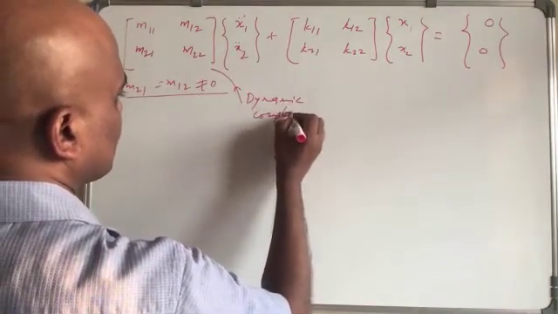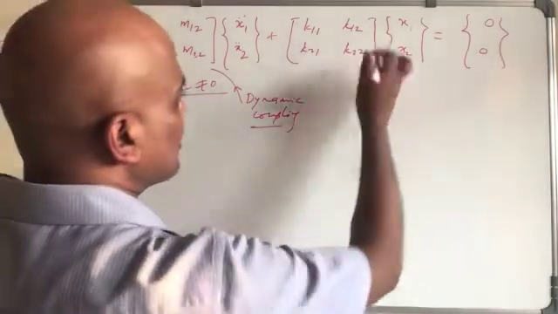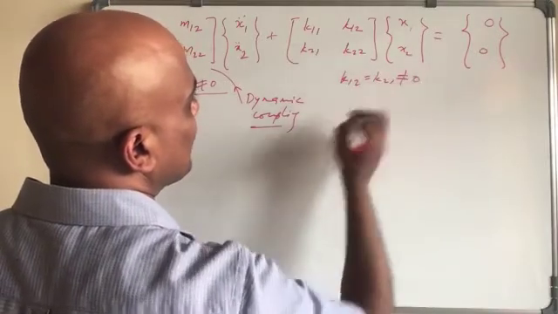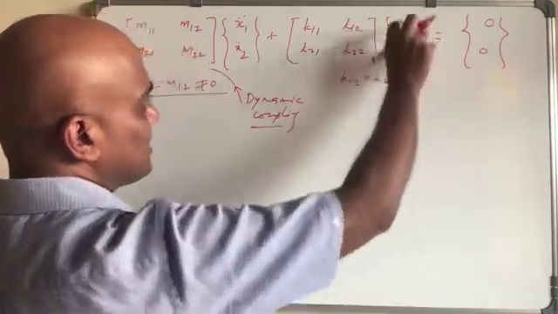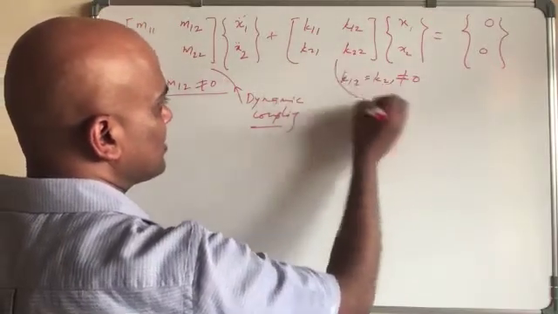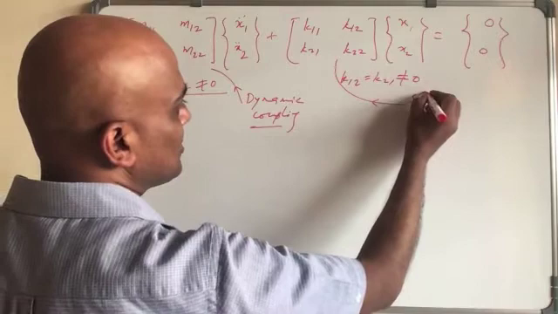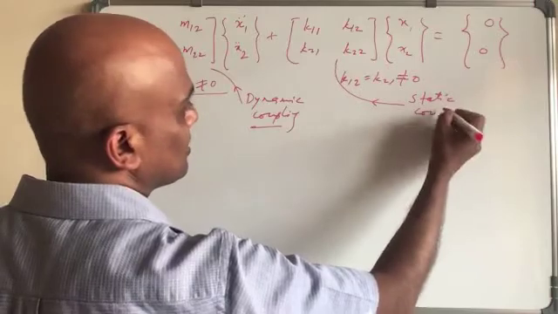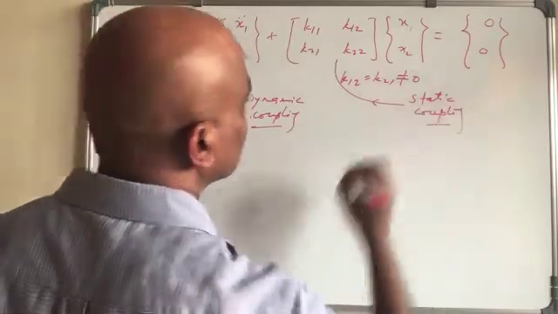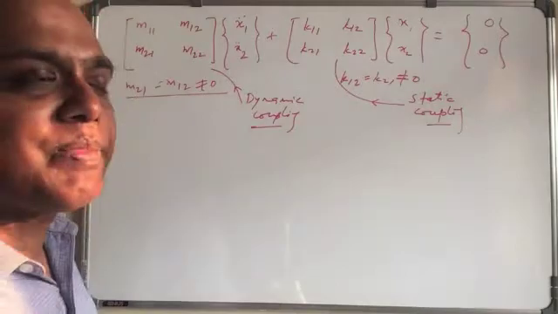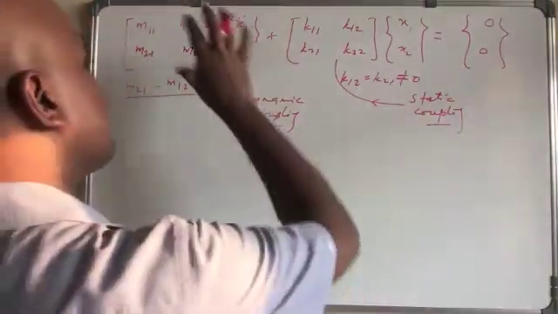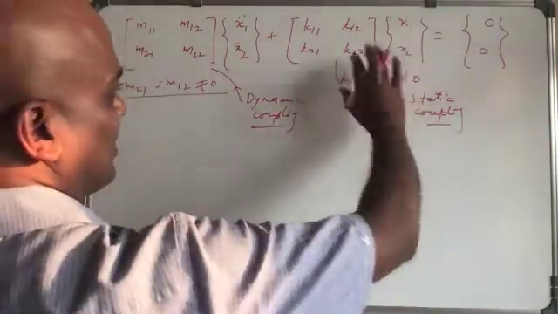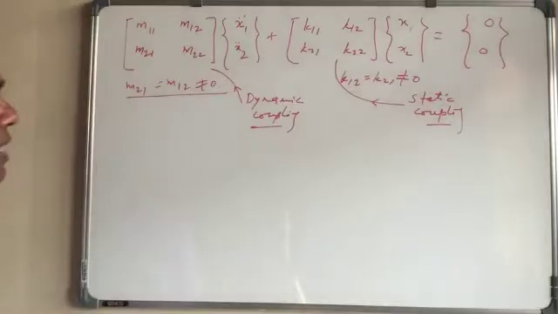Dynamic coupling. Here also, when k12 equals k21 not equal to 0, since it has the displacement term only and the spring is related to the static, we call it static coupling, or statically coupled. Static coupling. We are not talking about the damping yet. So it's again an undamped 2 degree of freedom system, and we are talking about the free vibration.